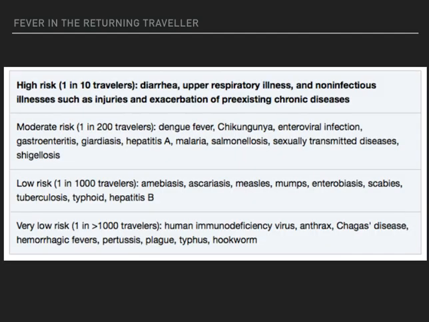This is a table that I ripped out of Tintinalli's, and it's helpful at highlighting that common things are indeed common. As you can see here, travelers are more likely to come back with a routine infection like a diarrheal illness or an upper respiratory illness than they are to come back with plague or Chagas disease. That being said, you still are at a moderate risk of contracting things like dengue fever, malaria, and chikungunya.